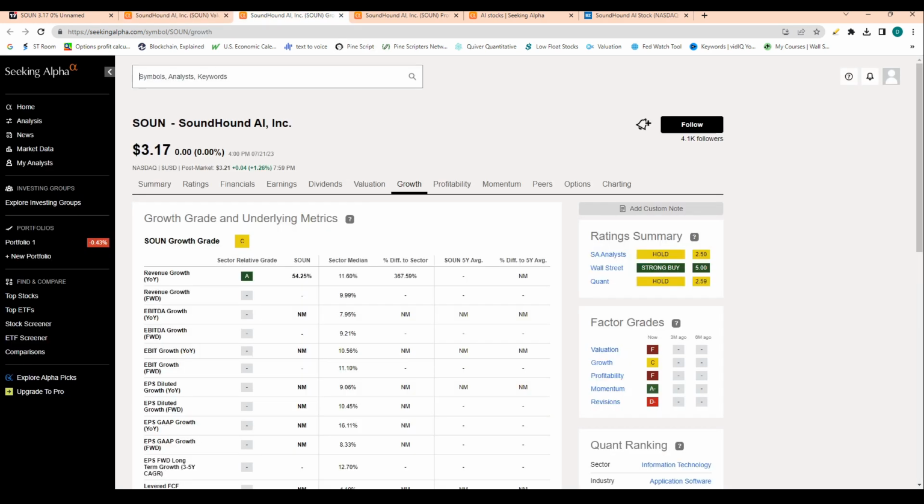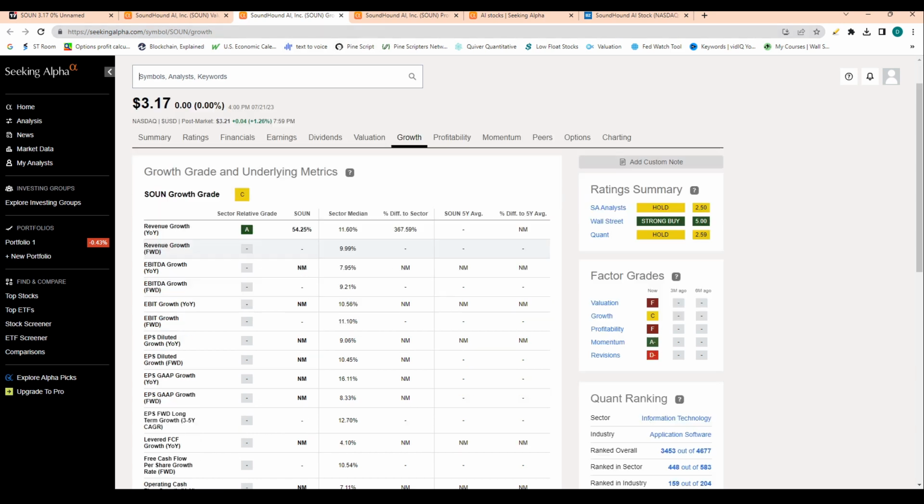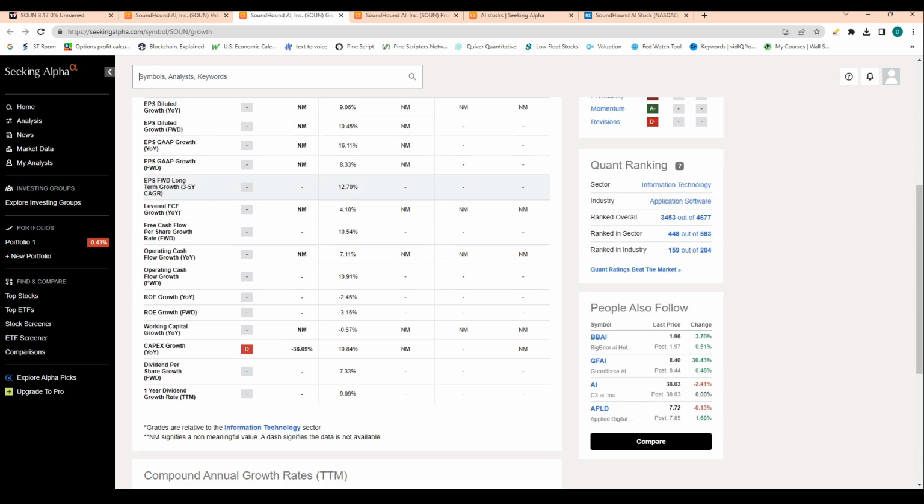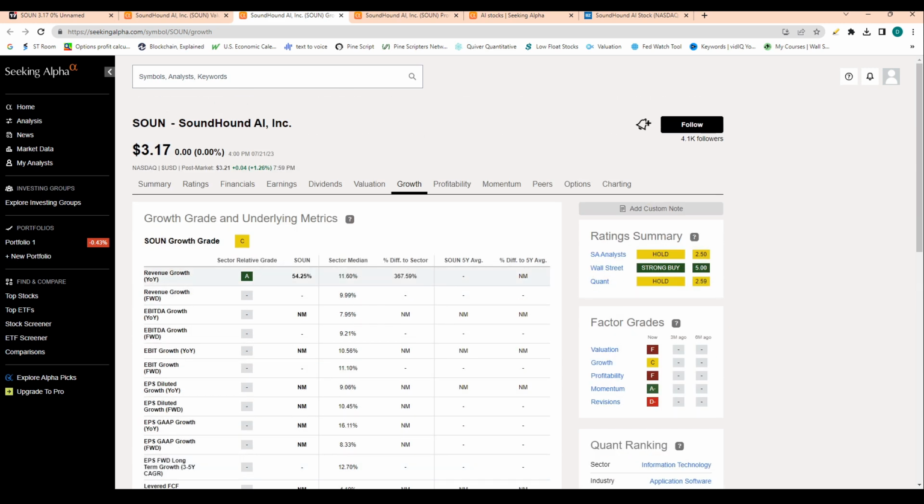So not much to take away, as I said, because the company is so new and isn't making money right now. But when we do take a look at revenue growth numbers, we can see that revenue grew 54% over the past 12 months, which is definitely a good sign for shares.